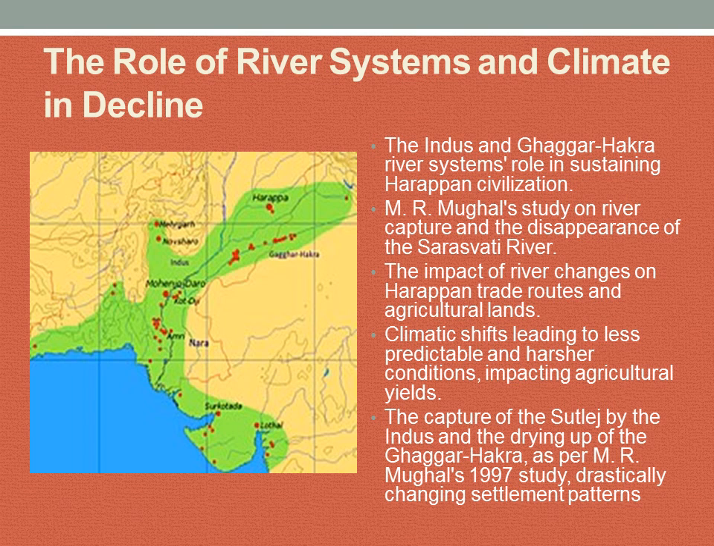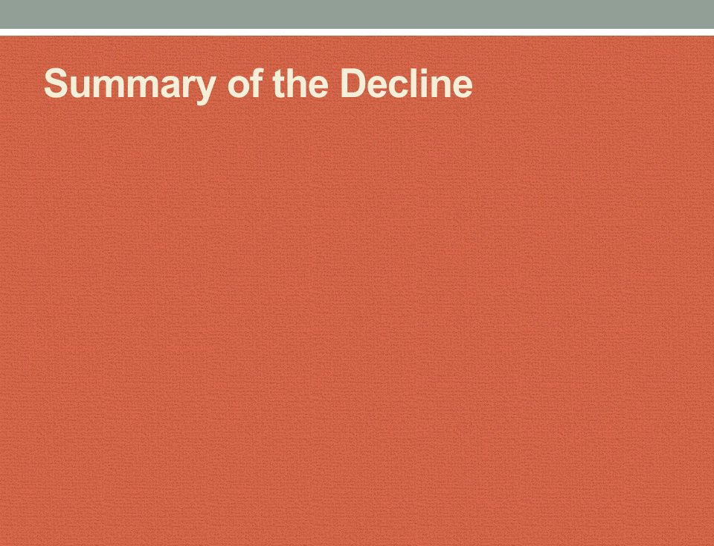The capture of Sutlej by the Indus and the drying up of Ghaggar Hakra, as per Mr. Rafiq Mughal's 1997 study, drastically changes the impression of the Indus Valley Civilization as a major urban center civilization. So the river Sutlej was captured by the Indus, and the Ghaggar Hakra river or the river Saraswati ceased to exist, and that may have been one of the major causes behind the changing of settlement patterns in the Indus Valley culture.